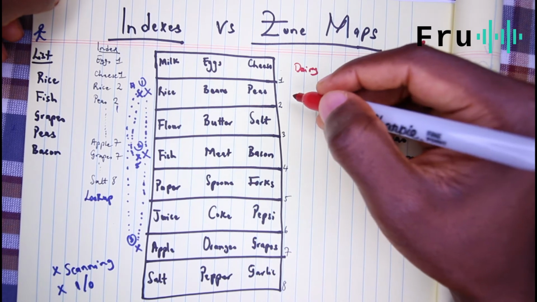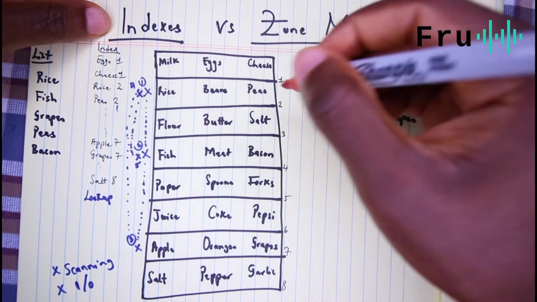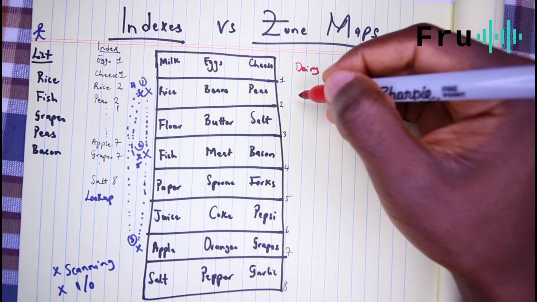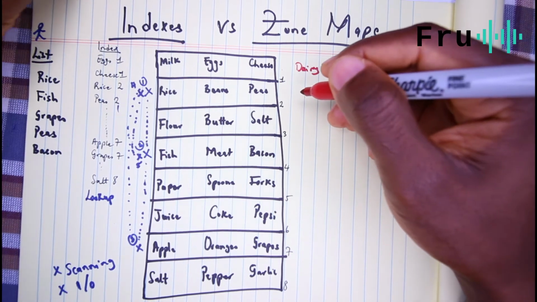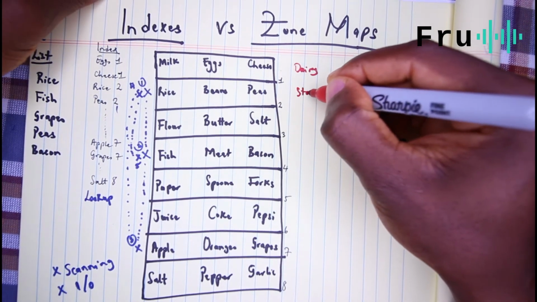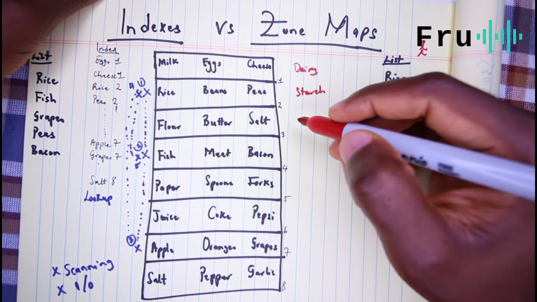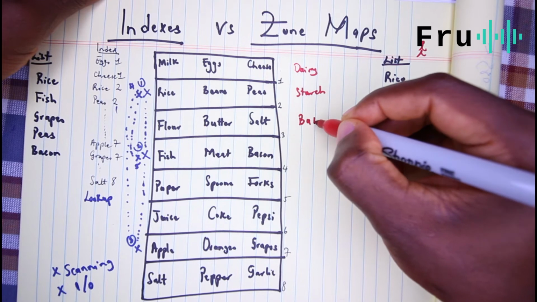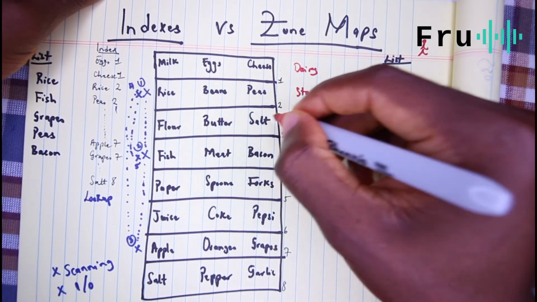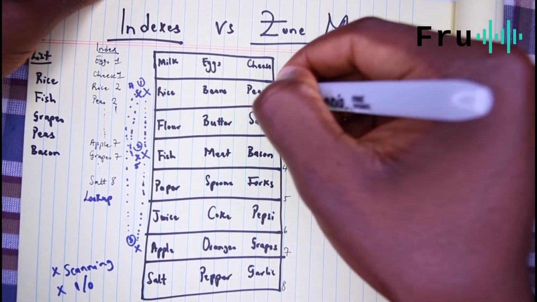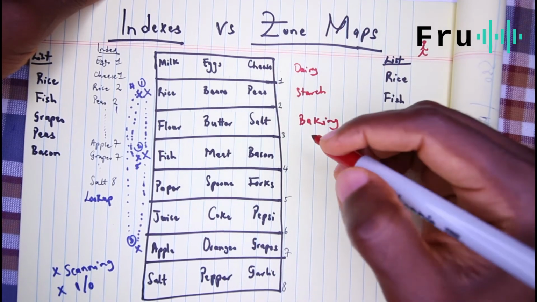And then this one contains, let's just call it a starch, right? I can't even get a term for that. Let's say flour, butter, salt contains baking, right? So this is our baking zone. This is our starch zone. This is our dairy zone, all right?